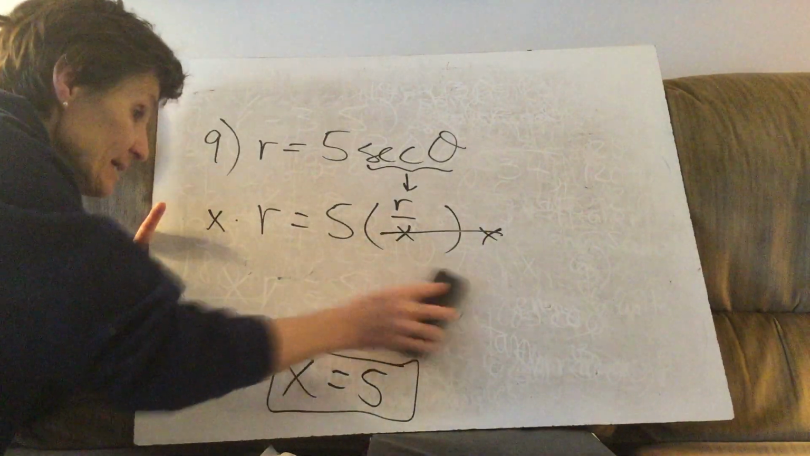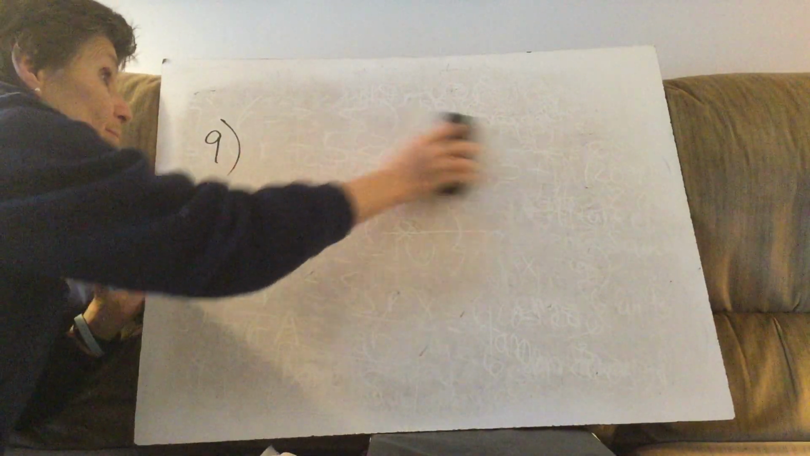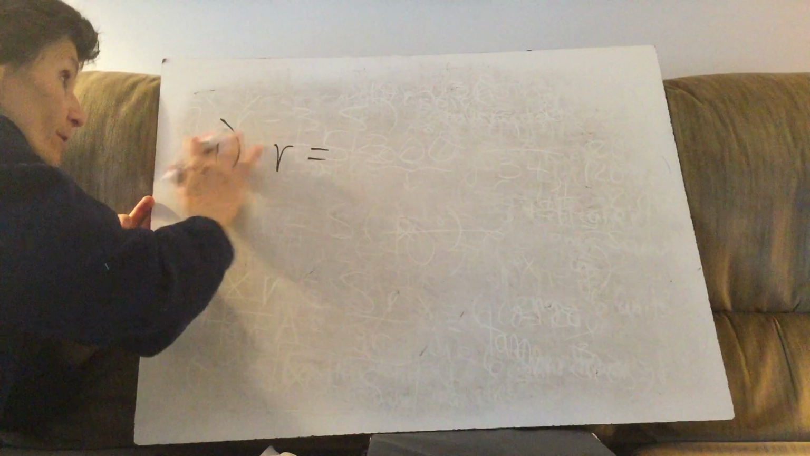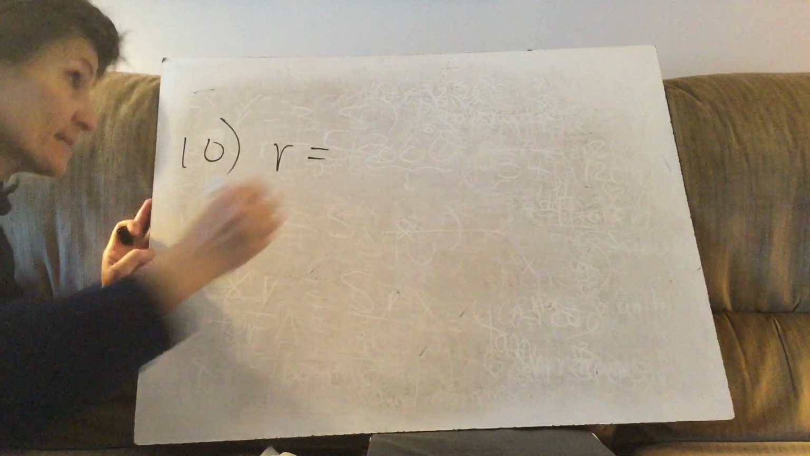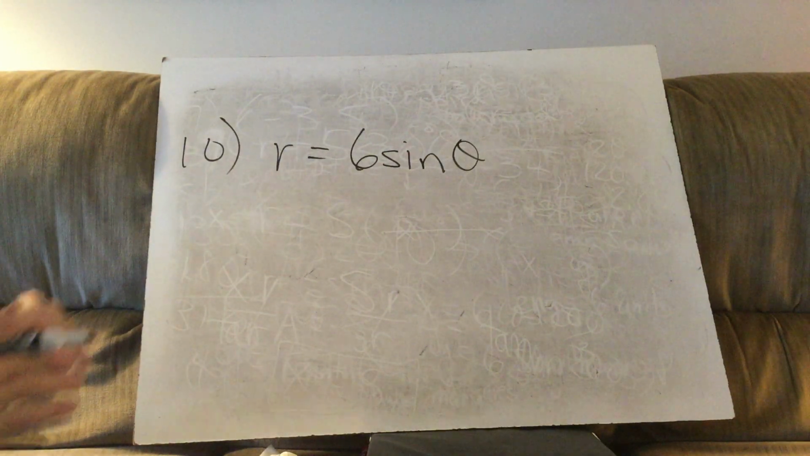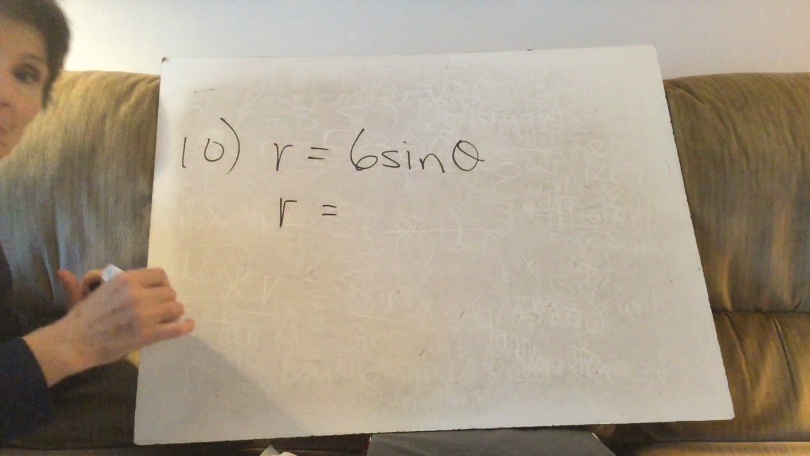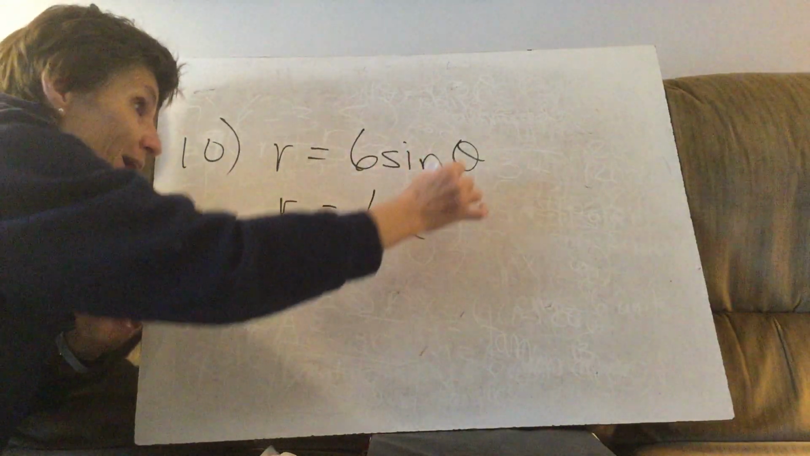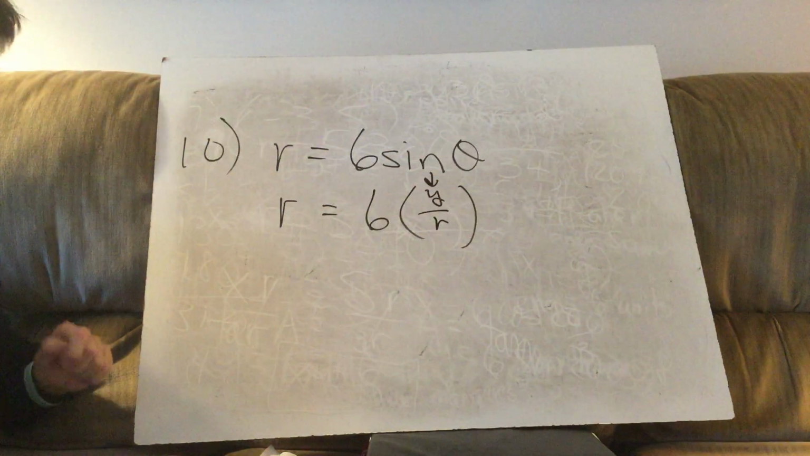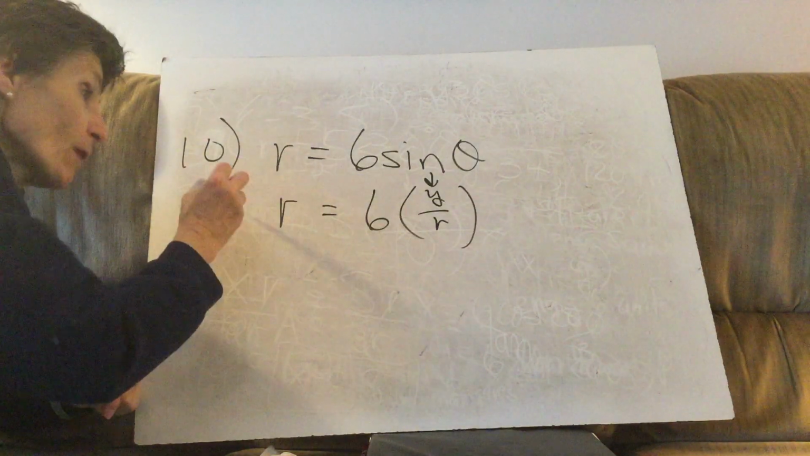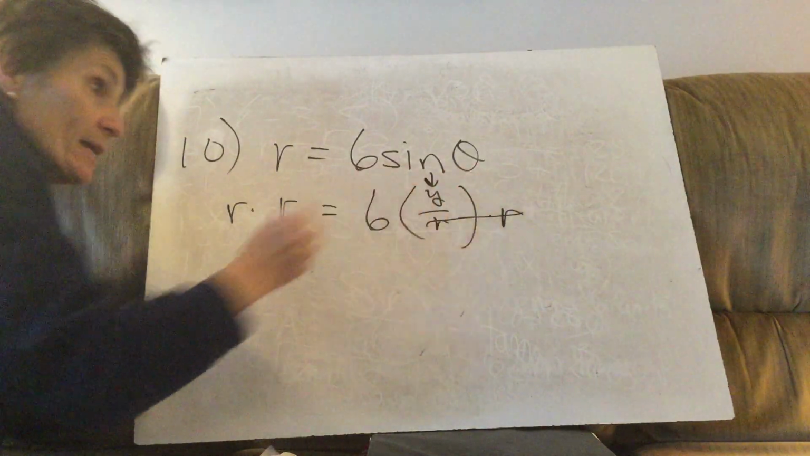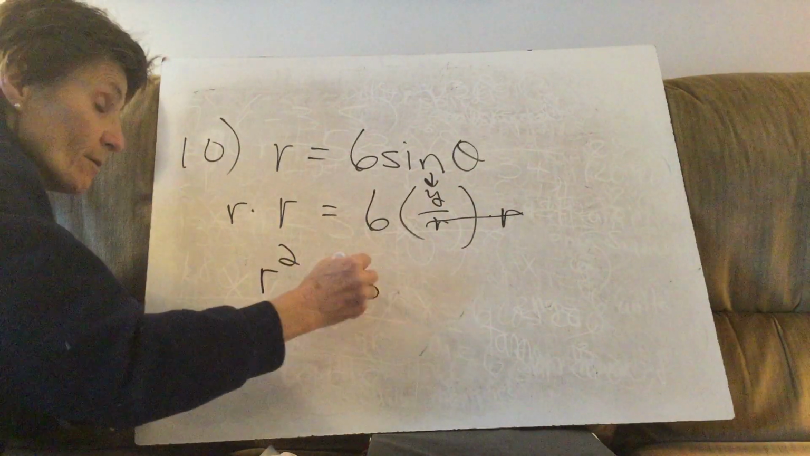Now, number 10 is exactly the same, only the equation is r equals 6 sine theta. But I'm going to do the process exactly the same way. So I'll start by changing sine into its definition, which is y over r. Then I'll clear the fraction. This time I have to multiply by r, because I multiply by whatever the denominator is, because I want to cancel that out. So r squared equals 6y.